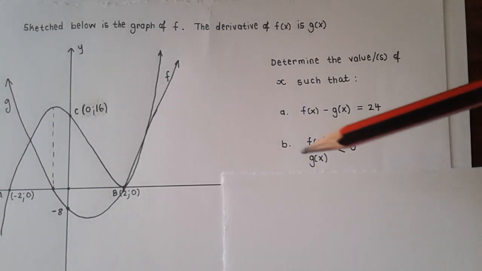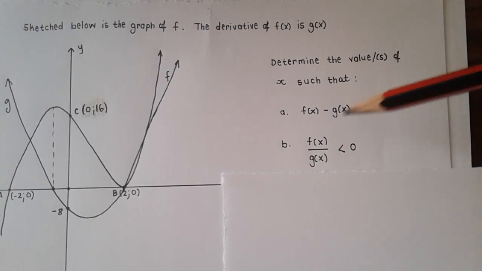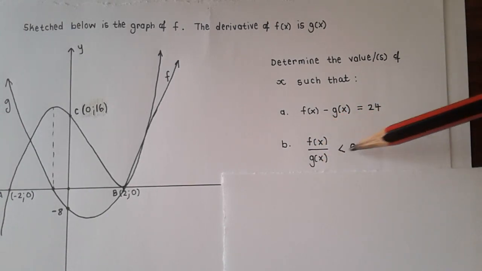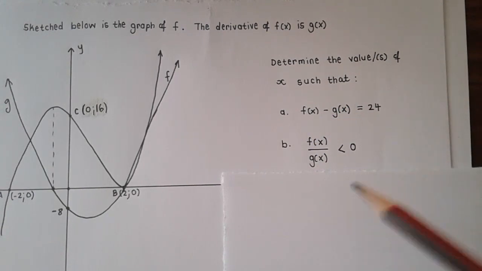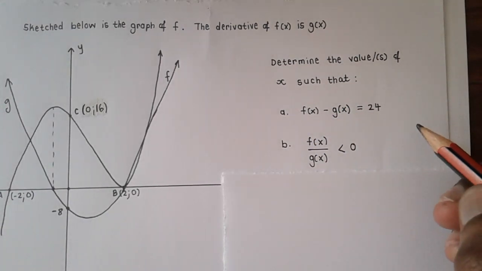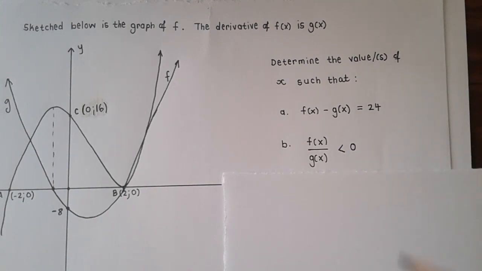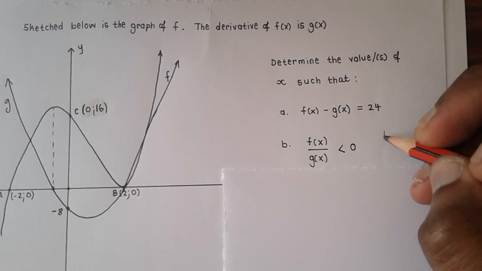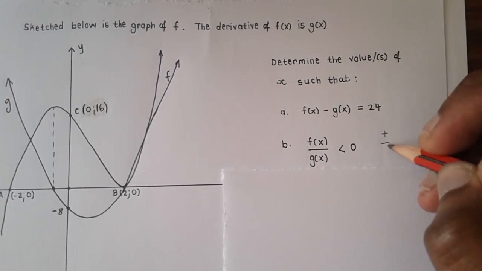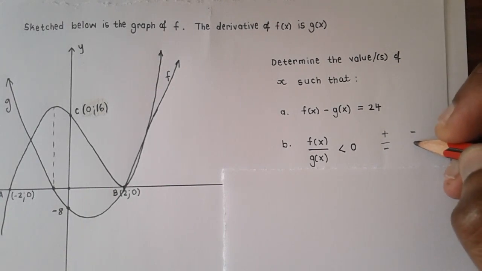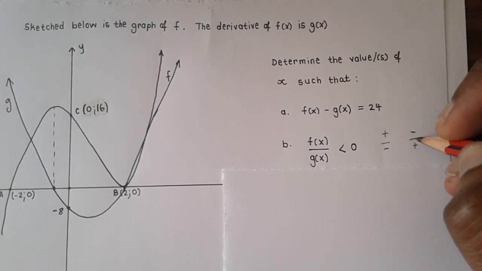Right, so now on to part B. We're looking for f of x divided by g of x being less than 0. Let's think about the first condition where that can occur. If we want it to be less than 0, we basically want them to be on opposite sides at any given time. So we're going to have a positive divided by a negative. That's one condition. Or we can have a negative divided by a positive.